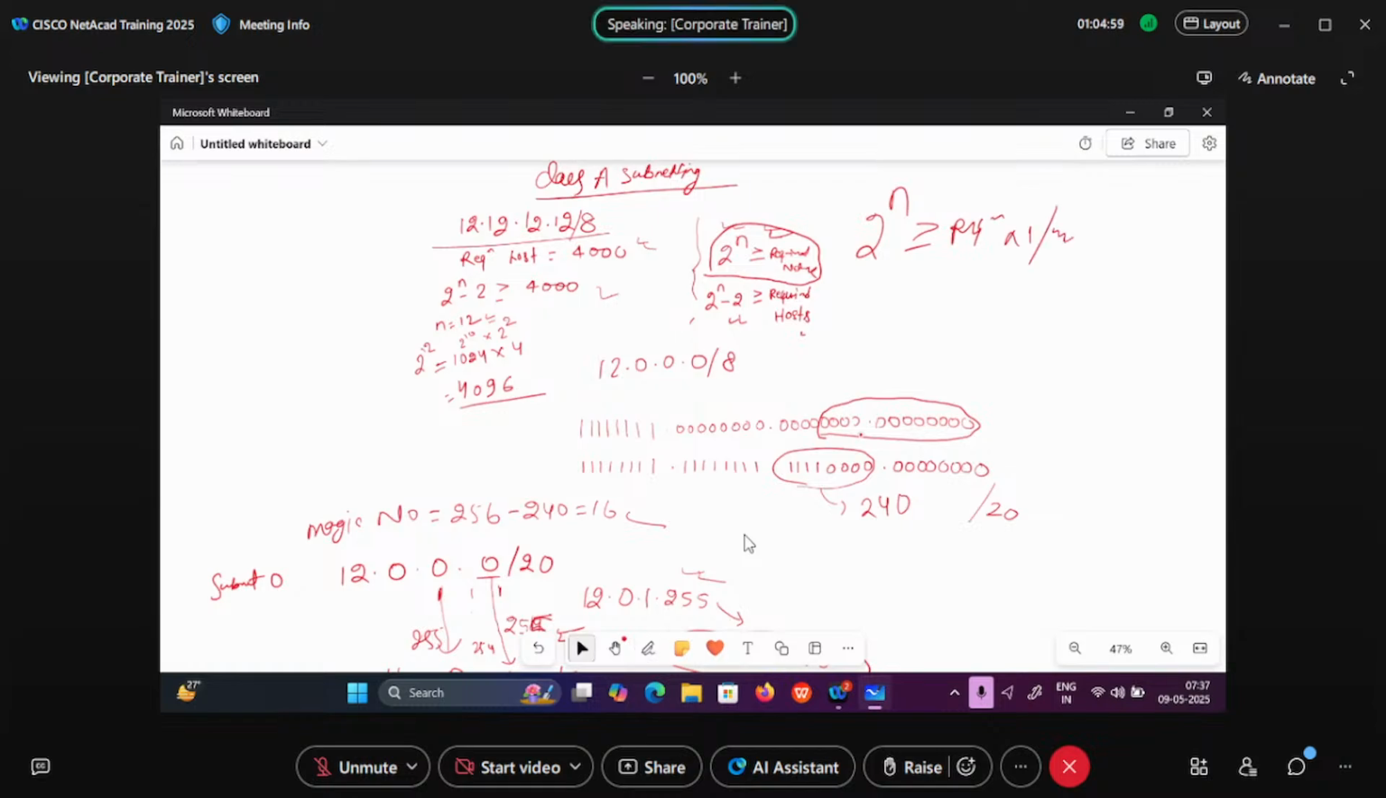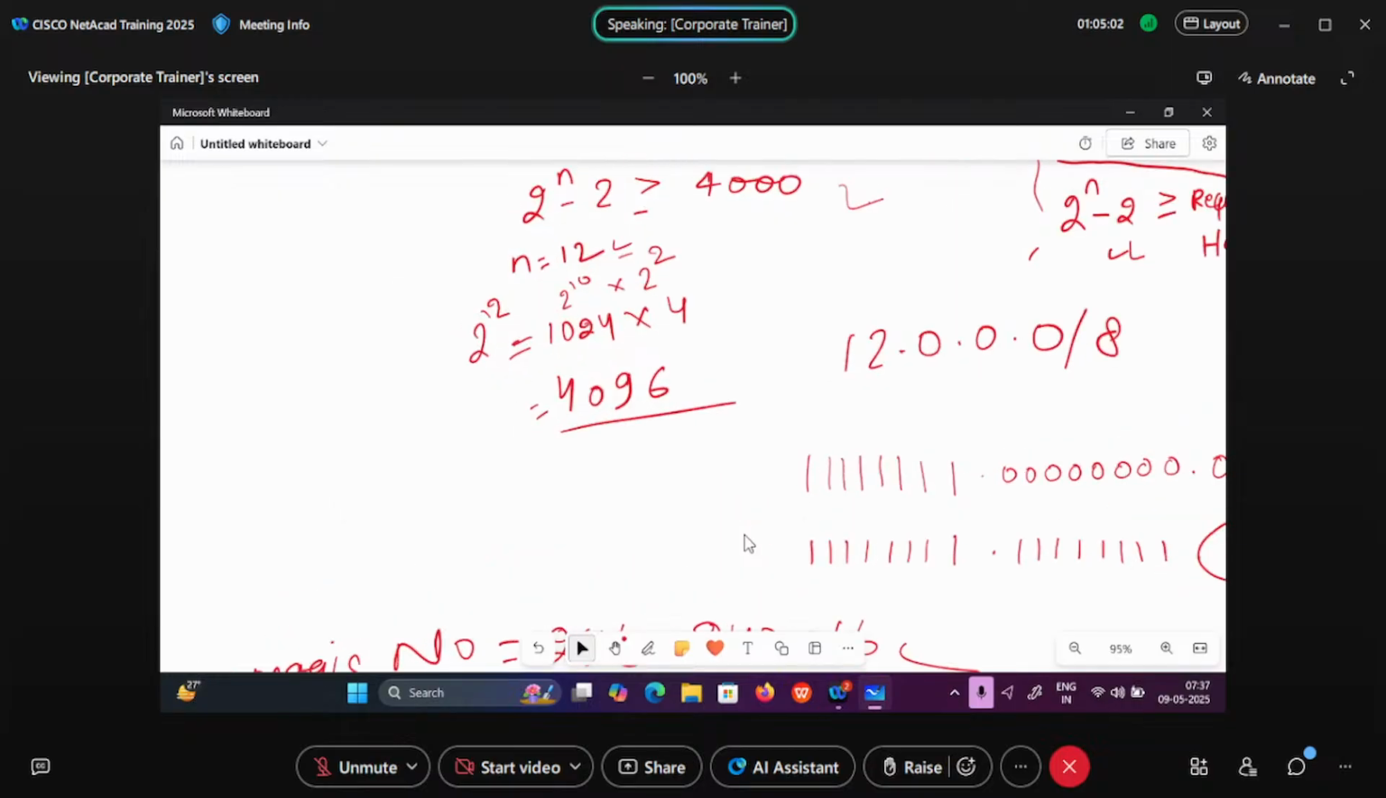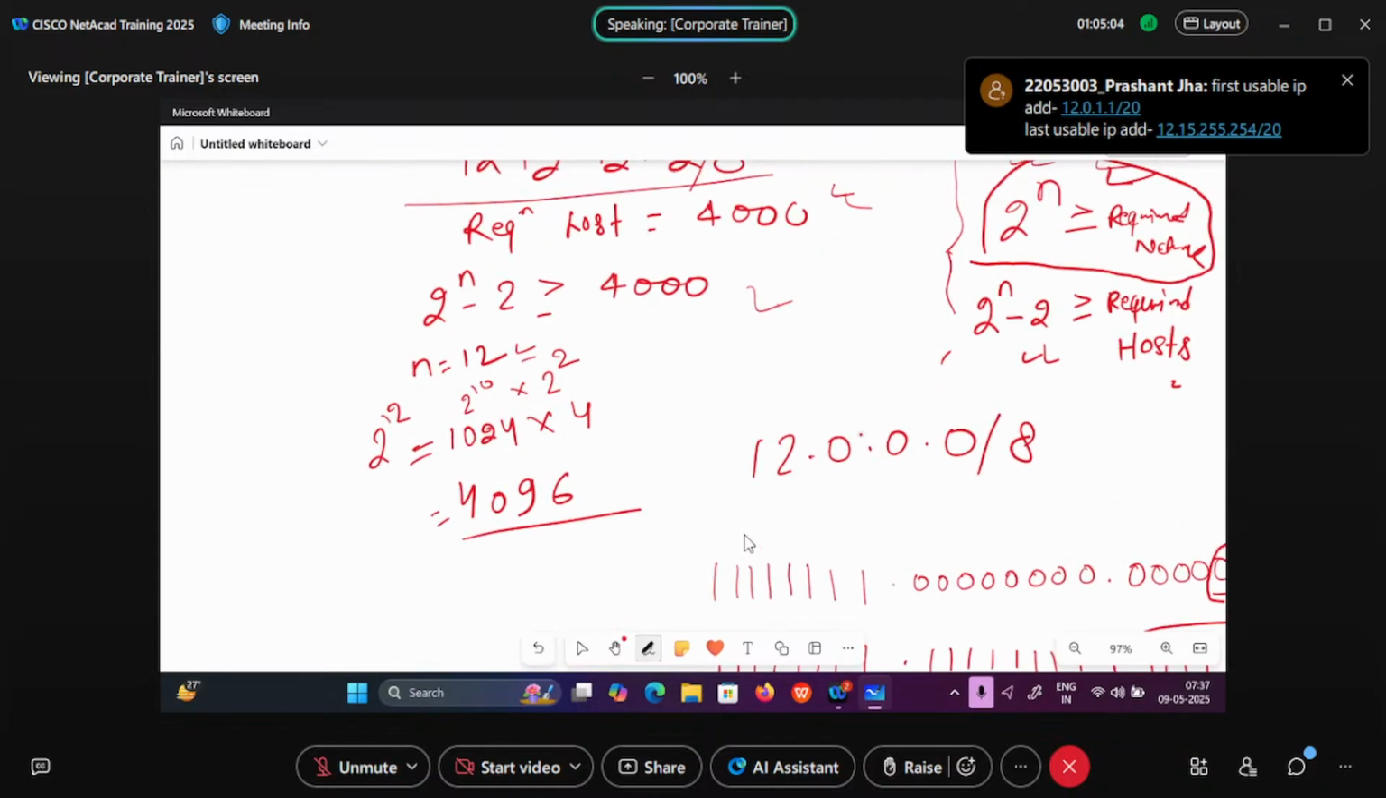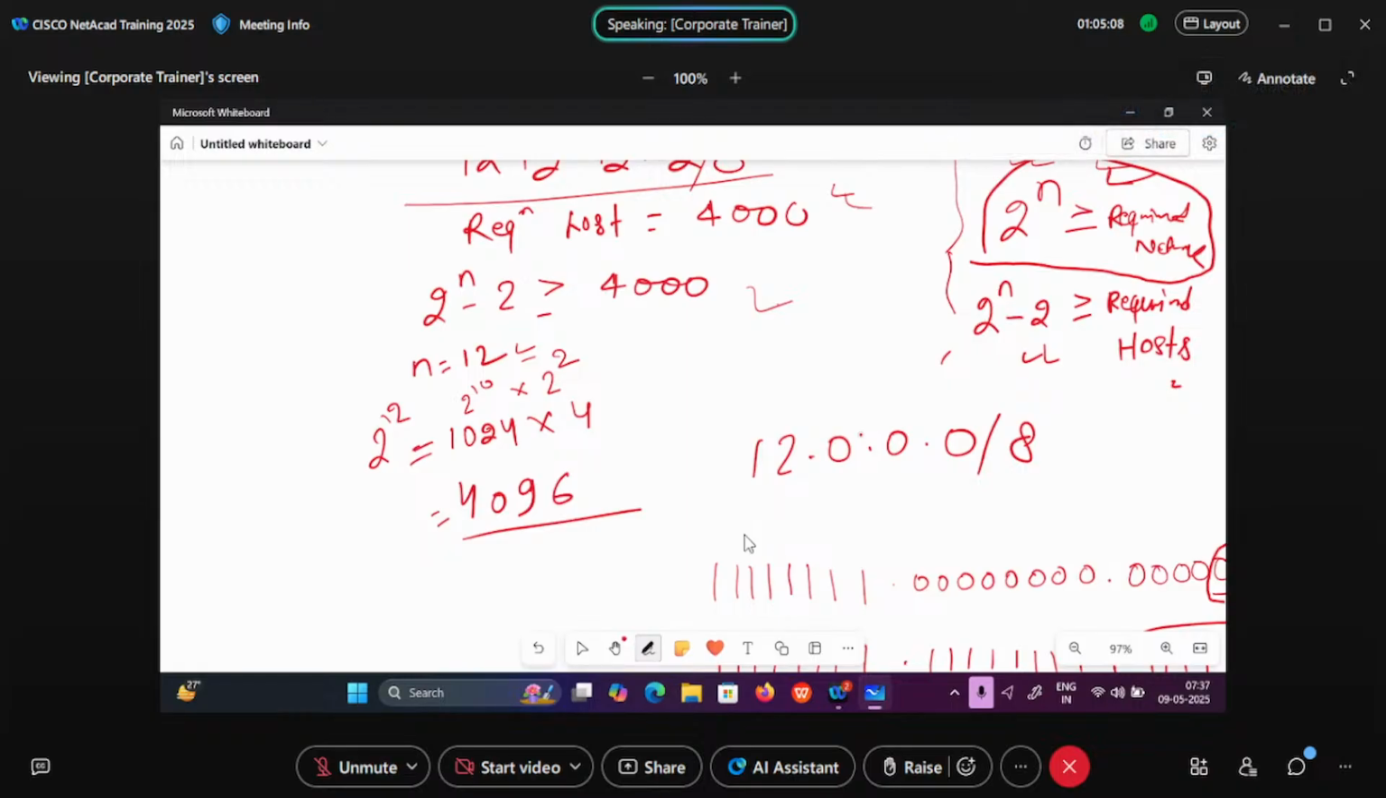Okay, so here in this question, only hosts are required. So 4000 hosts are required. What I did is I calculated the value of n. As we know, 2 raised to the power 10 is 1024, and we have a requirement of 4000. So if we multiply 2 raised to the power 10 by 4, definitely we'll get more than 4000. I mean 4096, right? Because this value is 1024 and 2 raised to the power 2 is 4, which gives 4096.